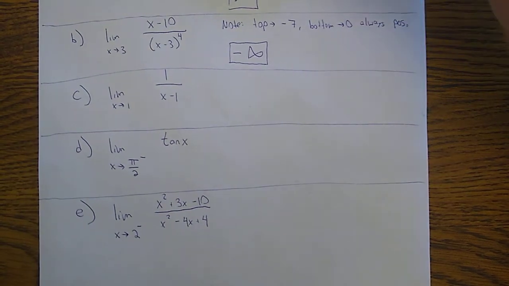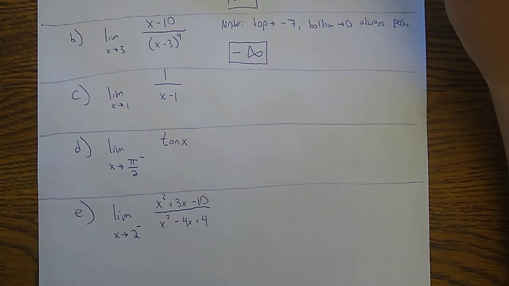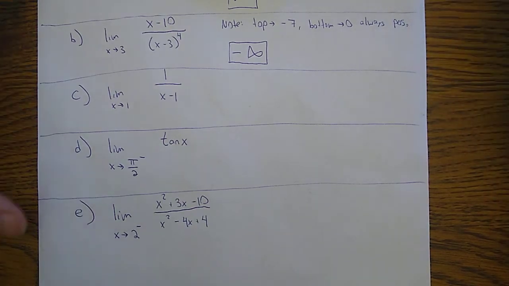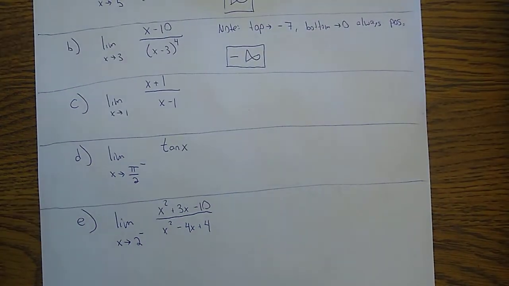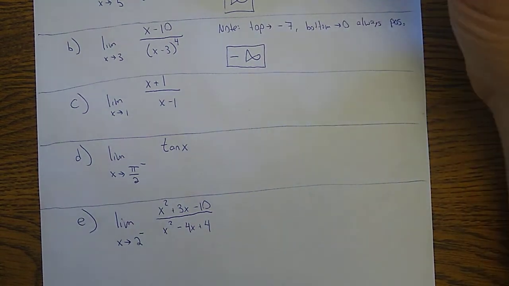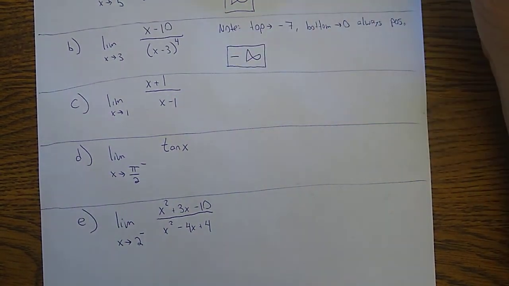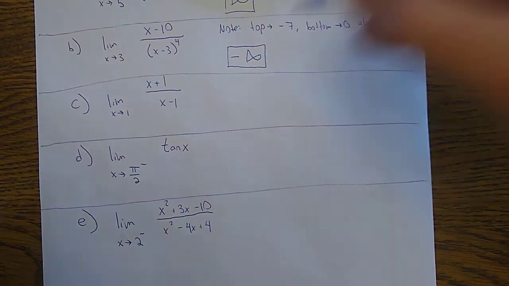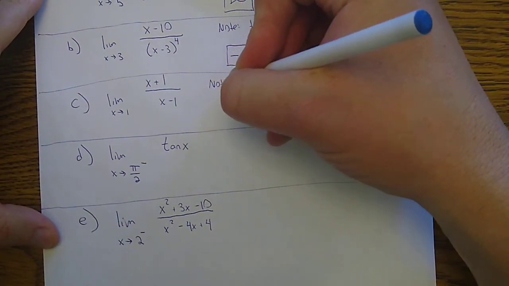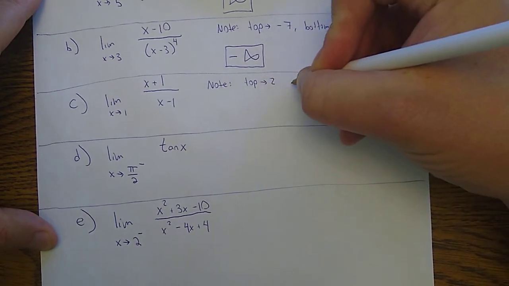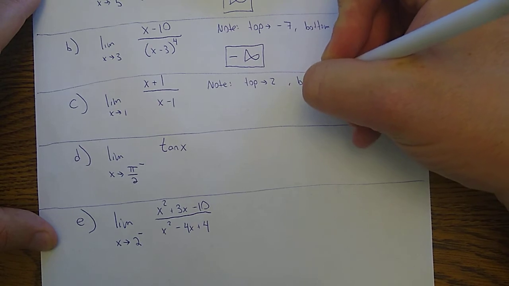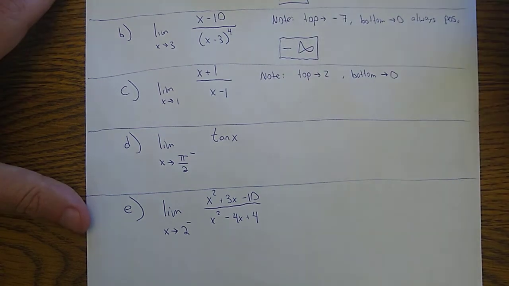Okay, so what about this one? And actually, maybe let me make this one just a little bit more interesting. It's x plus 1 over x minus 1. In this one, it's maybe a similar situation. The top's going to 2, the bottom's going to 0. So let me take note of that. Top is going to 2. The bottom is going to 0, but it's not to an even power.